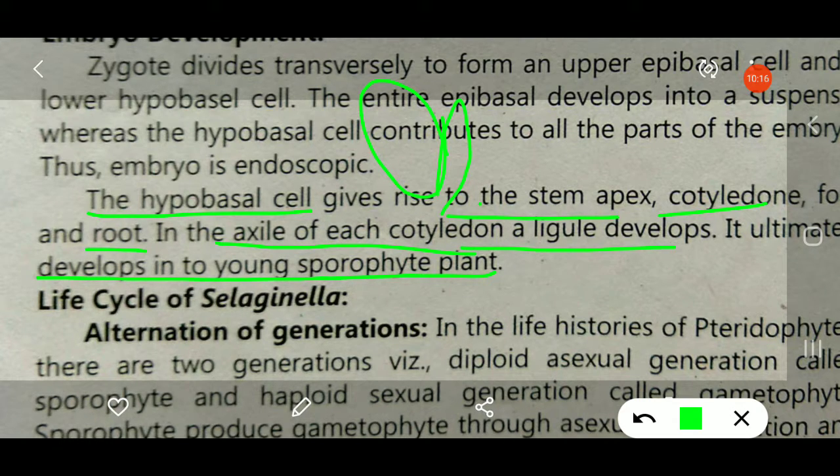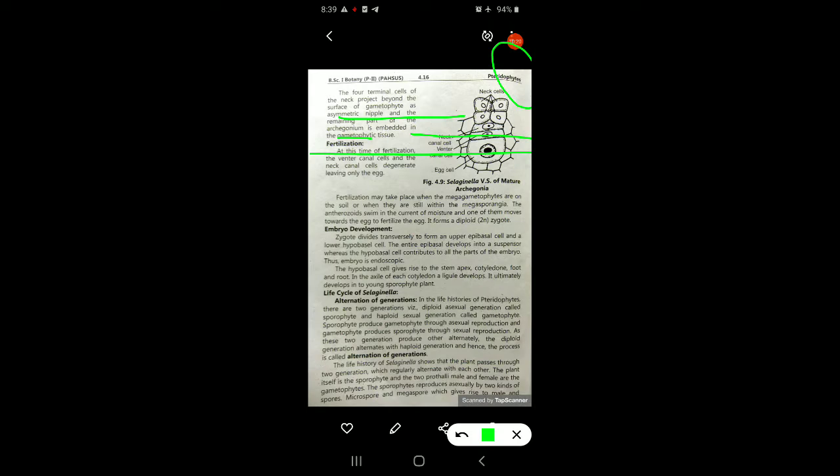Likewise, this development takes place inside the Selaginella genus. I hope all points are clear to you. Now two parts remain from this chapter: the life cycle of Selaginella and the economic importance of this pteridophyte.